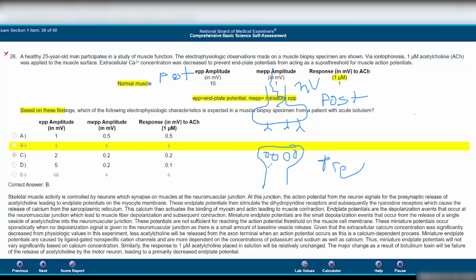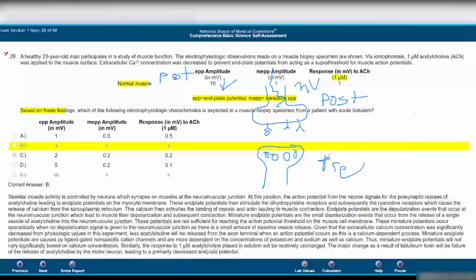I think it just prevents the release of acetylcholine. So it gets stuck in the pre or post? I think it gets stuck in the presynaptic, right? So these little balls that hold the acetylcholine get stuck here, so it's not released. So you know that the end plate potential amplitude, meaning when the acetylcholine attaches to the receptor, is going to be decreased. Does it make sense? Because you're not getting acetylcholine to attach to the receptor, right?